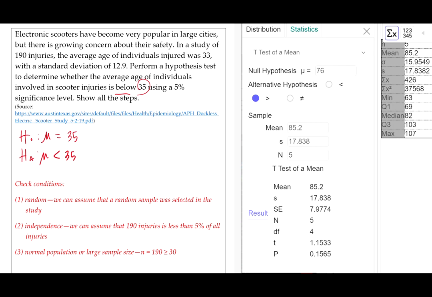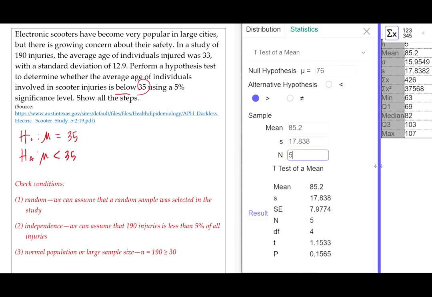Next is independence. We get that by having the sample size be less than 5% of the population size. And we can assume that 190 injuries is less than 5% of all injuries. And then the third condition is that the population has to be normal, or we need to have a large sample size. Our sample size here is 190, which is large because it is at least 30.